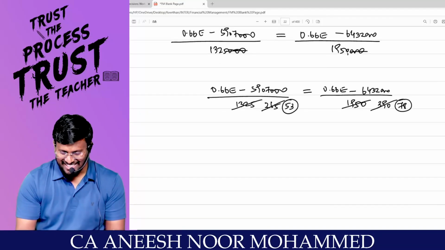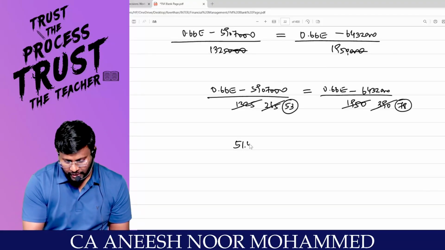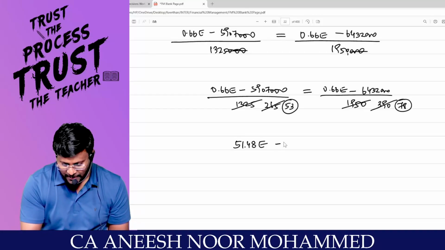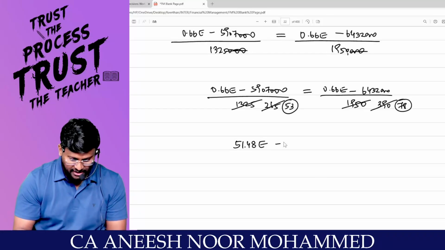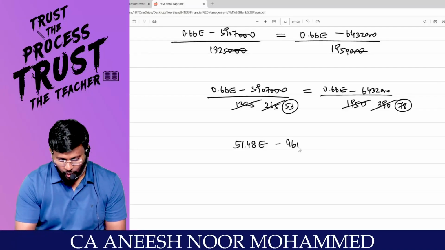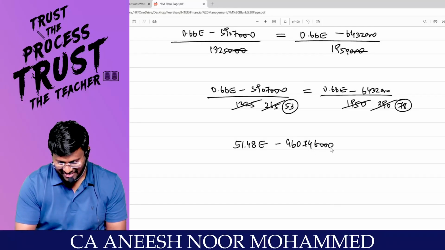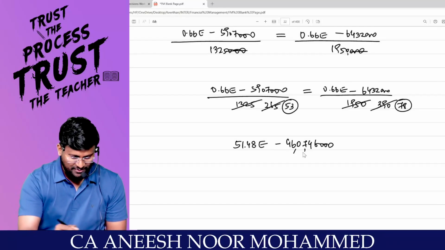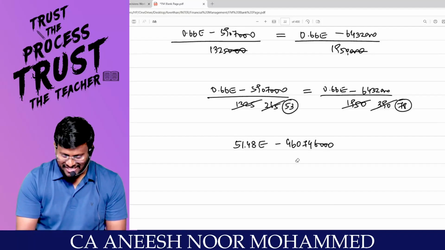Alright, sir. So 78 into 0.66 comes to 51.48 E, minus 59 lakh 7,000 into 78 comes to 46 crore 7 lakh 46,000.